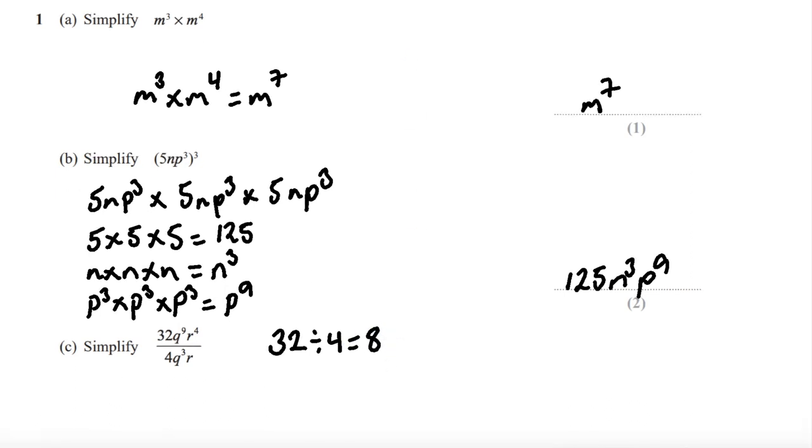I'm then going to divide q raised to the power of 9 by q raised to the power of 3. So q raised to the power of 9 divided by q raised to the power of 3. Now again, it's important to remember that if the base variables are the same and we're dividing, I'm going to subtract the indices. So we should have q raised to the power of 6. I'm now going to divide r raised to the power of 4 by r. So r raised to the power of 4 divided by r is equal to r cubed.